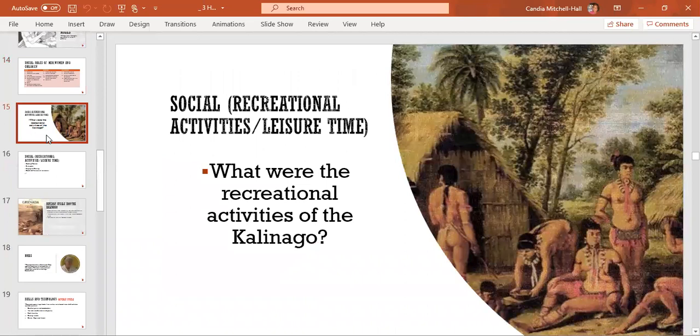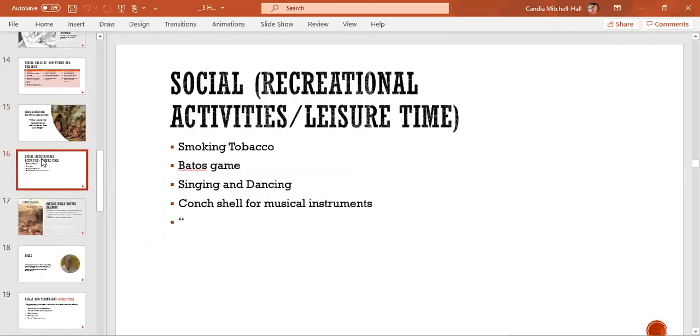Another thing, ladies, when we're looking at the Tainos and the Kalinagos, is that their recreational activities were very much similar. Some of their recreational activities include the smoking of tobacco, singing and dancing. Conch shell was used as a musical instrument. And I've seen in one history book that they also played the game Batos, that ball game. That is what I've seen in one history book. I'm not sure if it is completely 100% correct.